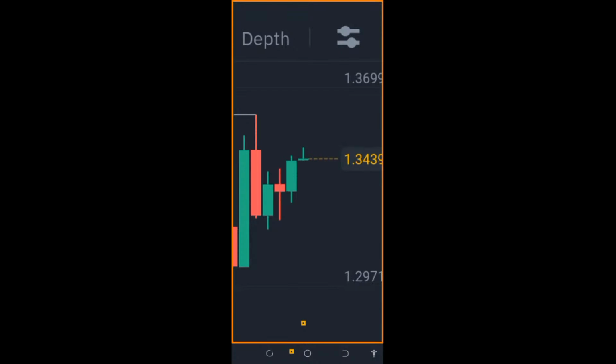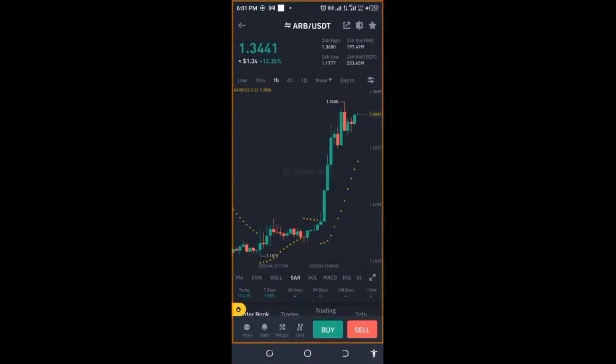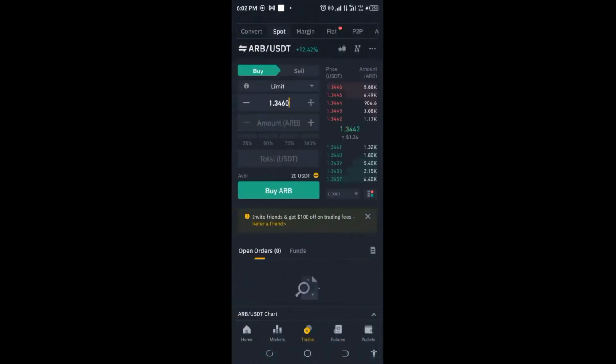I'm going to set a buy limit first, and then afterwards I'm going to set a sell limit. Okay, because you know that spot trading is buying the coin, holding it for a while, and selling it for profit once it rises. Okay, so let's go ahead and see how we're going to do this. Let's do a quick simulation.